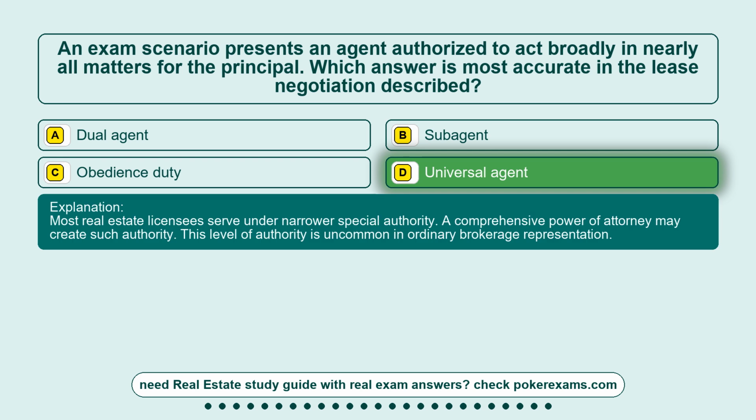Most real estate licensees serve under narrower special authority. A comprehensive power of attorney may create such authority. This level of authority is uncommon in ordinary brokerage representation.